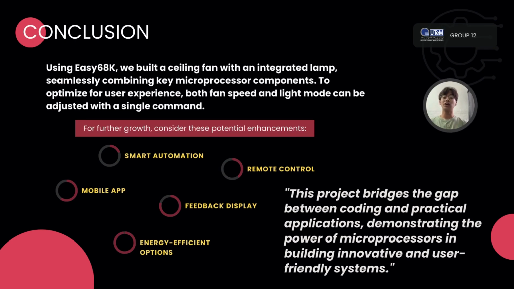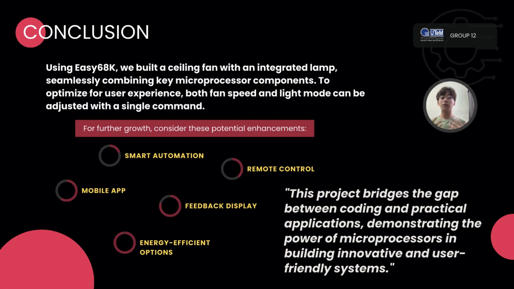Hello, you are at the end of the video. Before the video ends, I'm going to tell you the conclusion for our project. In our project, we are using the EZ68K to build a ceiling fan with an integrated lamp, simply combining key microprocessor components, optimized for user experience. Both fan speed and light mode can be adjusted with a single command.